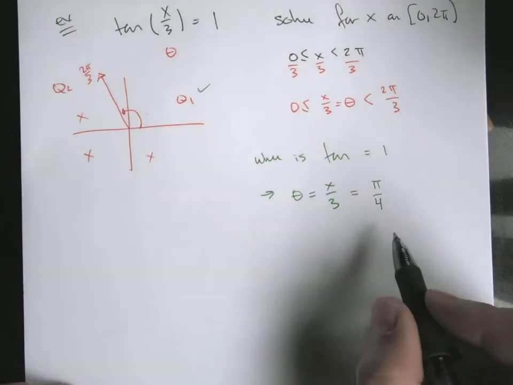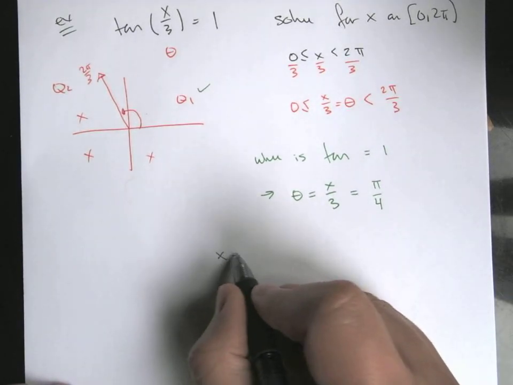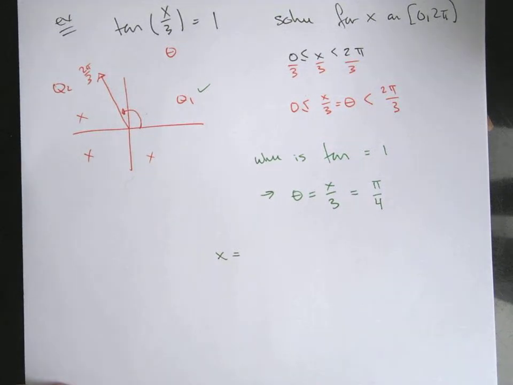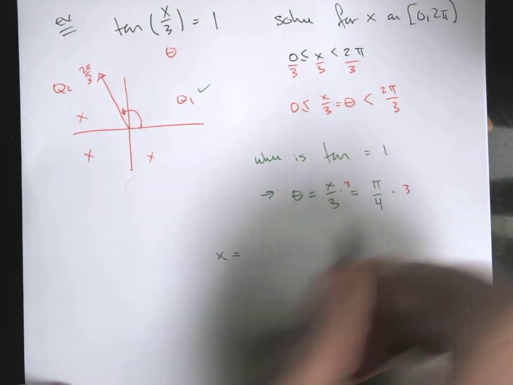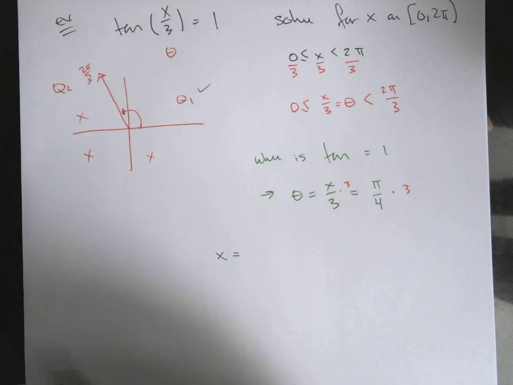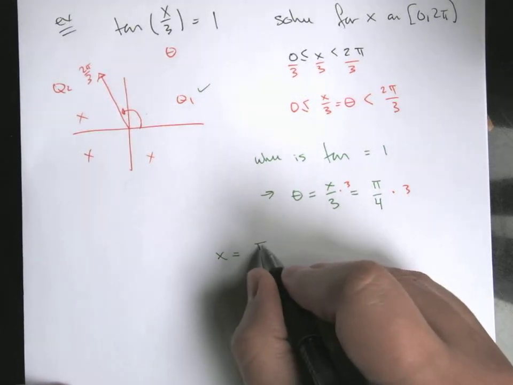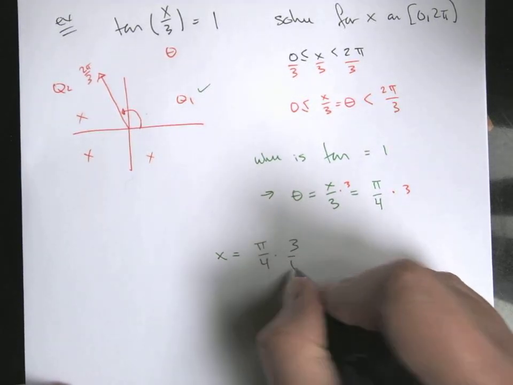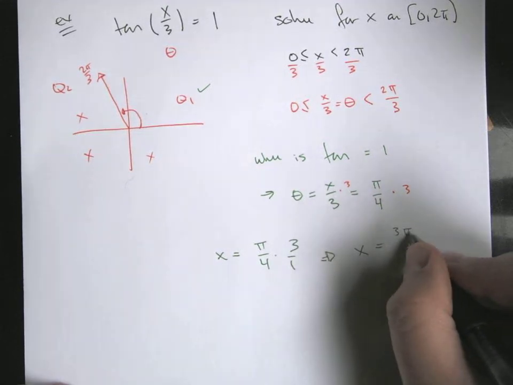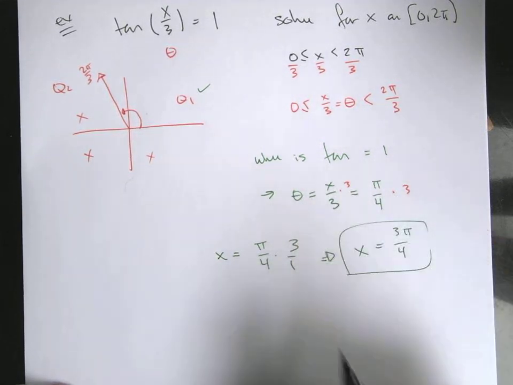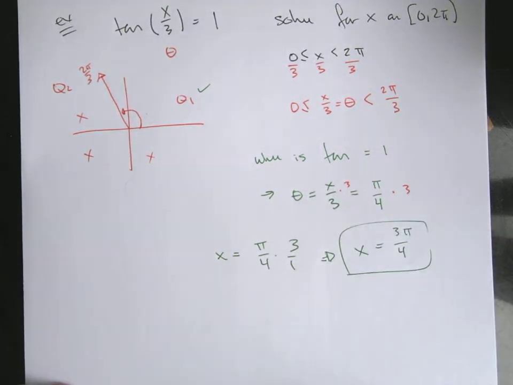So if x over 3 is pi over 4, then that means x itself, I would multiply both sides by 3. So x is going to look like pi over 4 times 3 over 1. So this means x equals 3 pi over 4.